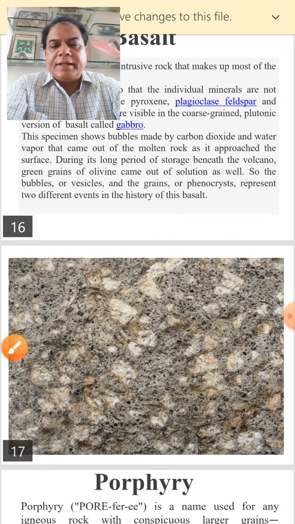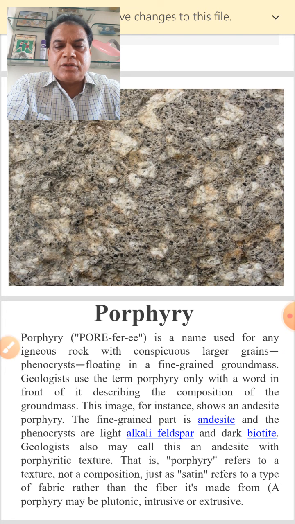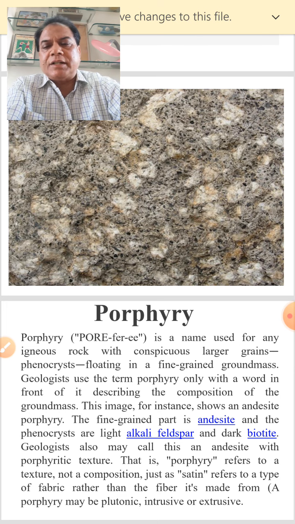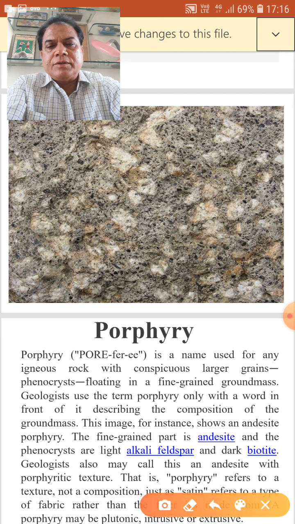Right. Then porphyry is, in general, a term used for any igneous rock with conspicuous large grains, phenocrysts. Phenocrysts are large grains floating on a fine grained groundmass. This is in general what we call porphyritic texture. These are the phenocrysts, and this is the groundmass of finer material.